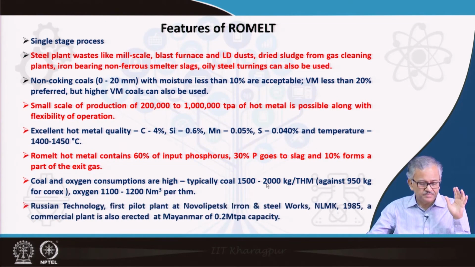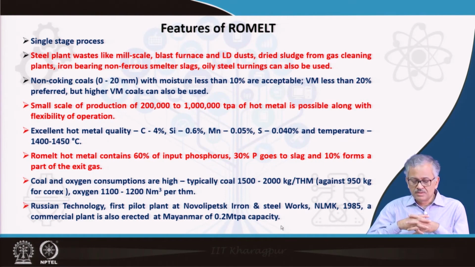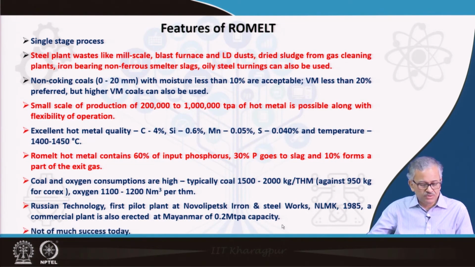Okay. It is a Russian technology. The first pilot plant was put up at Novolipetsk Iron and Steel Works, NLMK, in Russia in 1985. A commercial plant was also erected at Myanmar, 2.5 million ton capacity, to treat their very low grade iron ore. But still today, I don't think there is much success of this Romelt process.